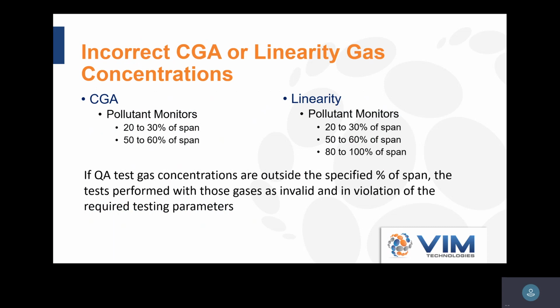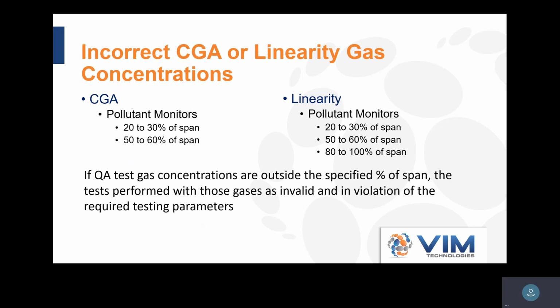So, incorrect CGA or linearity gases. You can see here the percents of range that are required for those gases. What the CGA, or cylinder gas audit, and the linearity do is check the accuracy of the range at multiple points. Every morning you're checking the 0, then the high end of that range. With a CGA, you're checking at 2 points in the middle, and with the linearity, you're checking at 3 points. So you're verifying that the entire range of that analyzer is accurate.